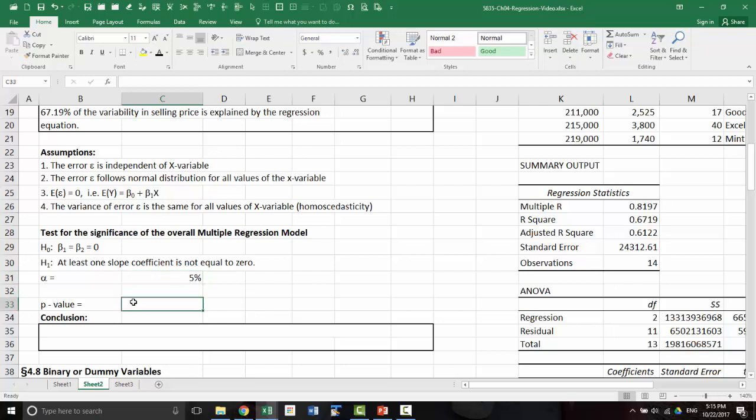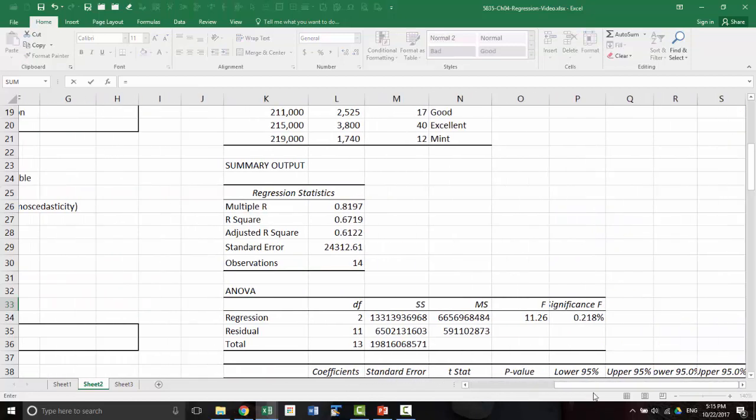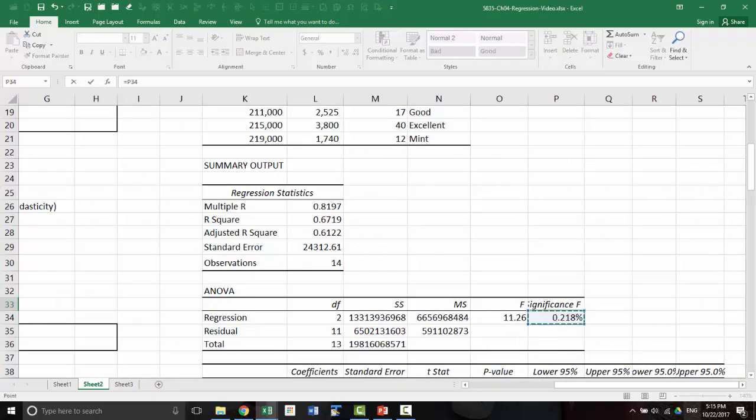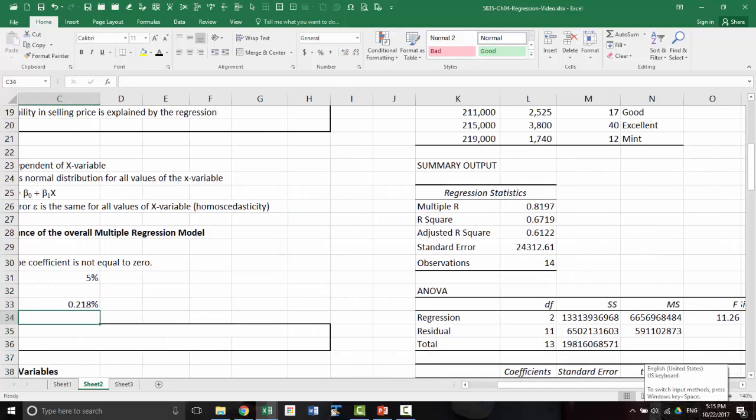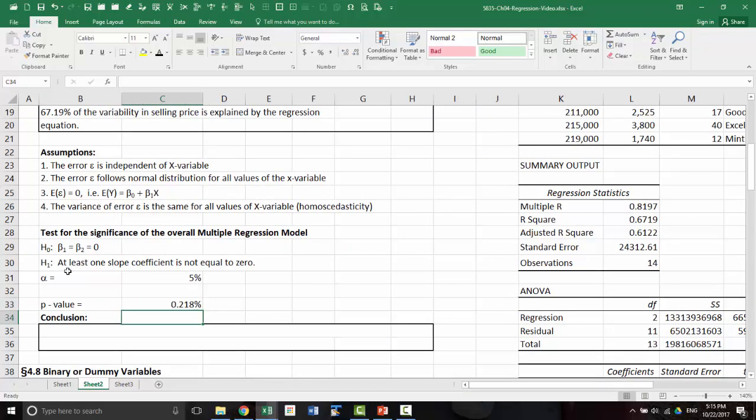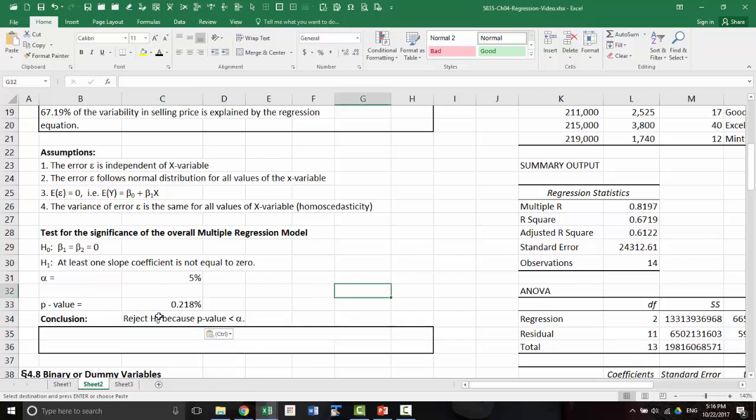So now the p-value for the overall significance is here from the regression output. All right. So now what is the conclusion? Since the p-value is less than 5%, we can feel free to reject the null hypothesis. The probability of type 1 error is really small. Reject H sub 0 because p-value is less than alpha.